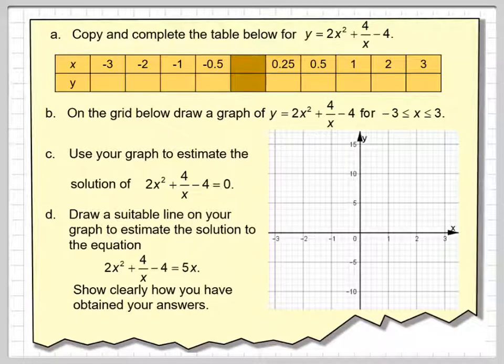Right, this is a typical drawing a graph problem. It says copy and complete the table below for y is equal to 2x squared plus 4 over x minus 4. On the grid, draw the graph of 2x squared plus 4 over x minus 4 between x is minus 3 and 3. Use your graph to estimate the solution of 2x squared plus 4 over x minus 4 is equal to 0. Draw a suitable line on your graph to estimate the solution of the equation 2x squared plus 4 over x minus 4 is equal to 5x. Show clearly how you have obtained your answers.